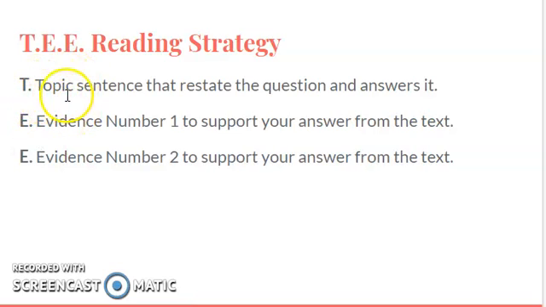So the T stands for topic sentence that restates the question and answers it. So we look at the question and we restate it. Then the E stands for evidence number 1 to support your answers from the text. Another E, evidence number 2 to support your answer from the text.